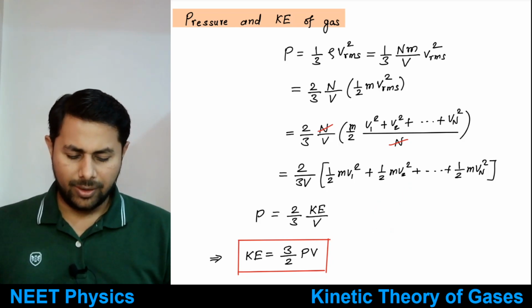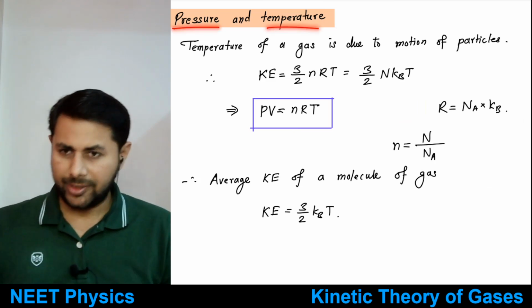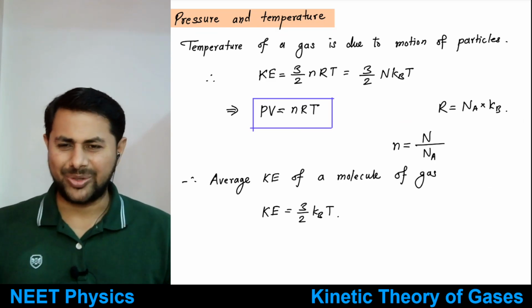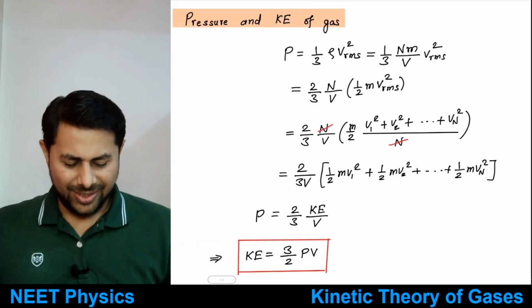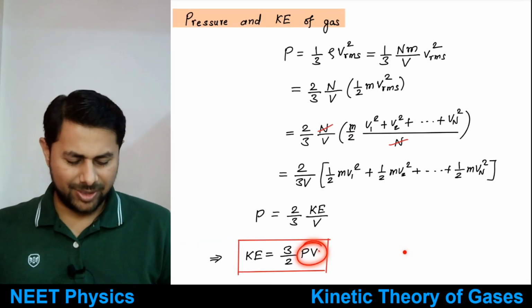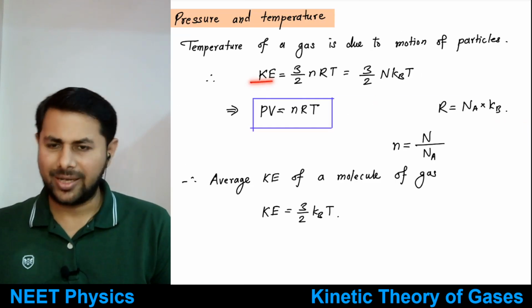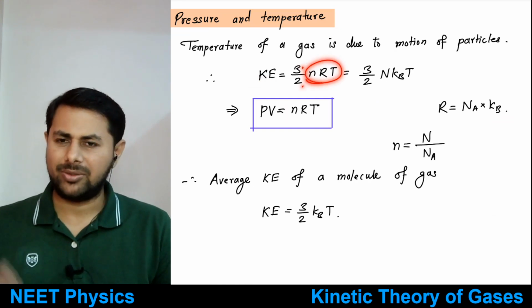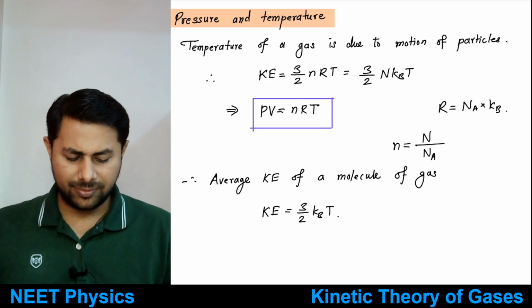After that, next let's talk about pressure and temperature. We know that PV is equal to nRT. This is the ideal gas equation. So in place of PV we substitute nRT, right? So what do we get? KE is equal to 3 by 2 PV, and PV is equal to nRT, so it is 3 by 2 nRT.